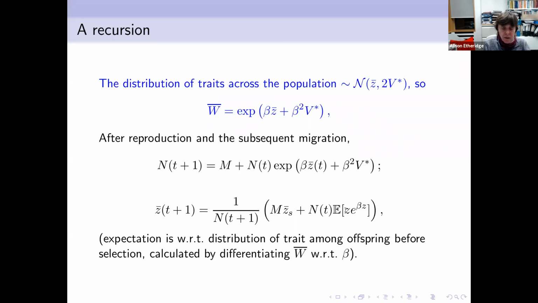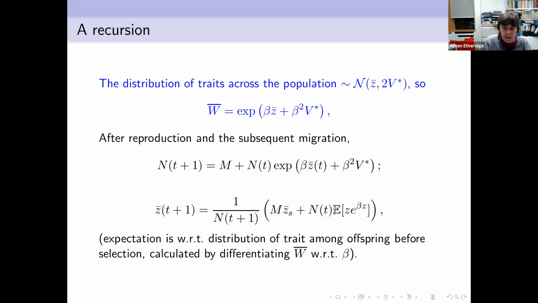And that is going to be weighted. So it's going to be the expectation of the trait value among parents weighted by the breeding value. So that's the expectation of Z e to the beta Z divided by W bar to make everything add up to 1. But then I'm multiplying by N of T W bar because I'm multiplying by this number, the number of individuals of that type. And so altogether, I've got M ZS bar plus this quantity here, but this is calculated before selection.